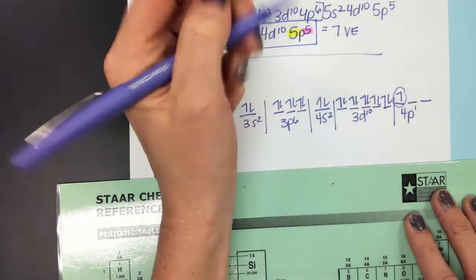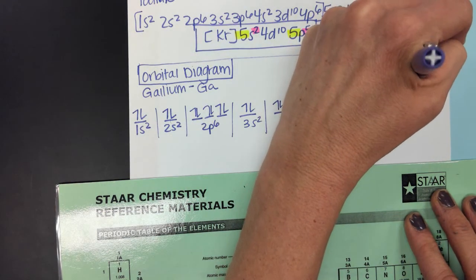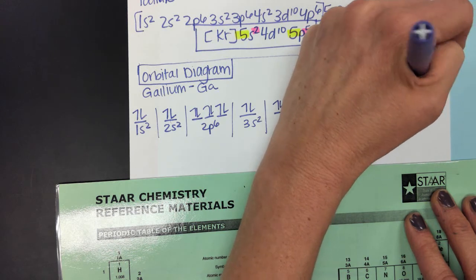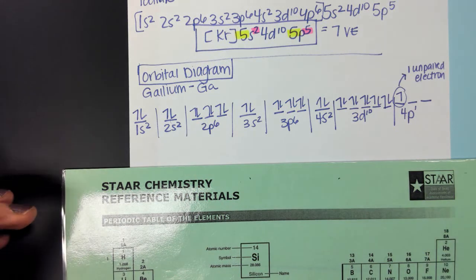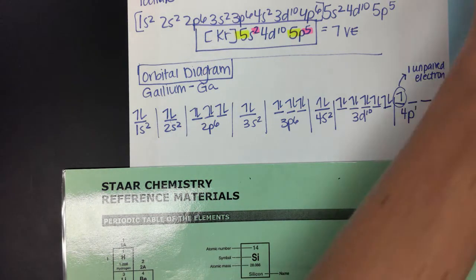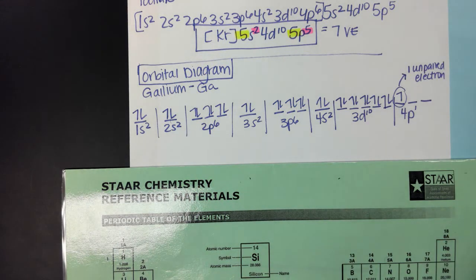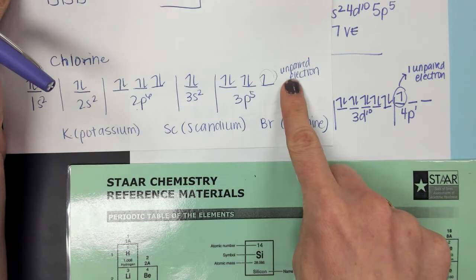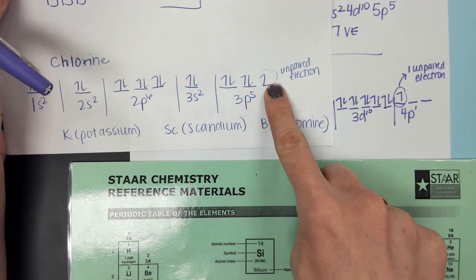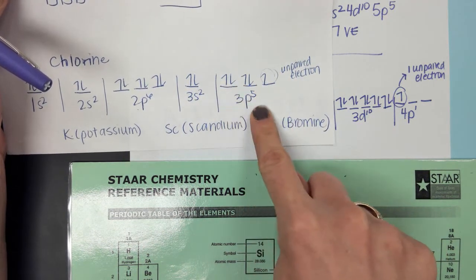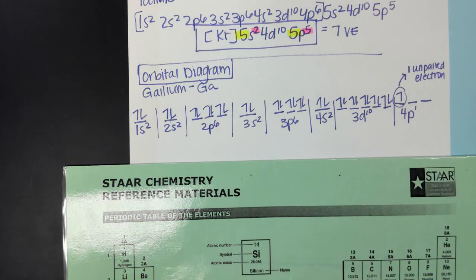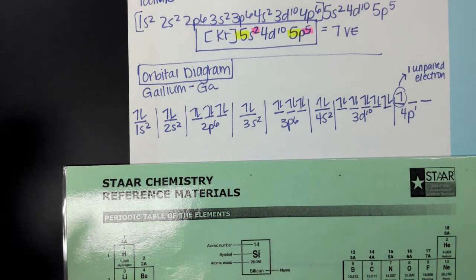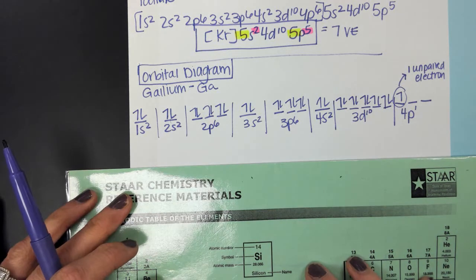Okay, remember, we mentioned 1 unpaired electron. He doesn't have a partner, and there's no other electrons in there. So I don't know if you remember from several videos ago, if I can find my notes that I did. So chlorine had 1 unpaired electron, and he had 5 electrons in that p orbital. Gallium also has 1 unpaired electron, so just kind of pay attention to that. There can be different reasons for being an unpaired electron.